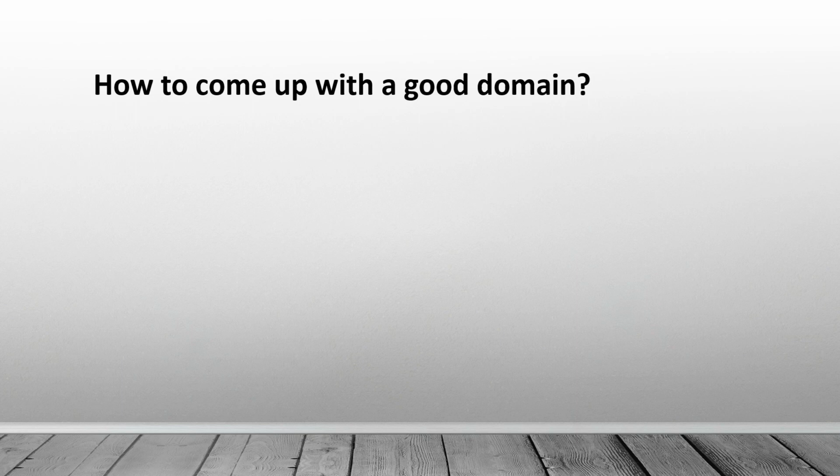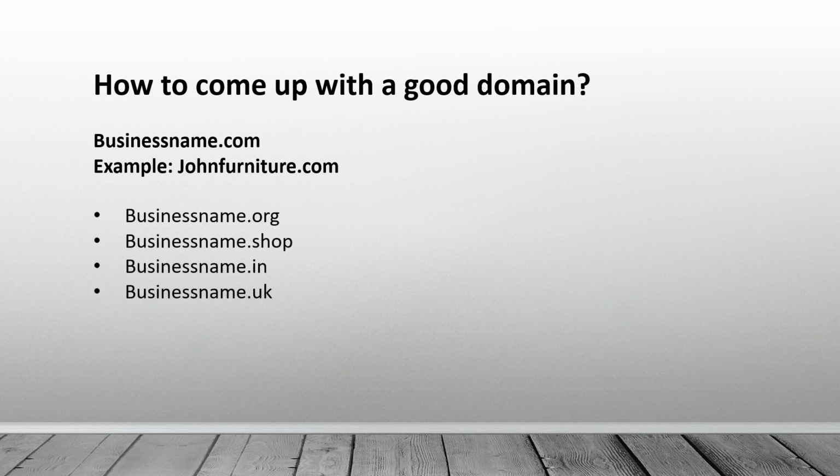So how to actually come up with a good domain? The generic format of a domain is businessname.com. For example, if your name is Zone and you run a furniture business, then your domain will be zonefurniture.com as an example. There are many different types of domains like .org, .shop, .in, .uk. If your business is an organization, then you can use the .org, which is what Wikipedia uses, but this is for your online store, so obviously it's not gonna be .org.